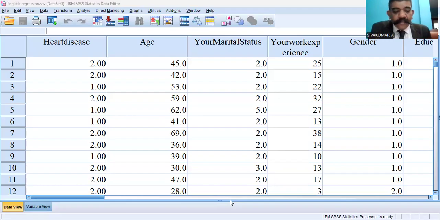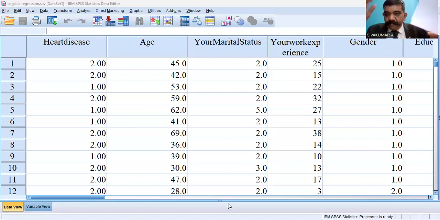Second, you have one or more independent variables which can be either on a continuous scale or a categorical scale. Third, you should have independence of observations, and the dependent variable should have mutually exclusive and exhaustive categories. Last, there needs to be a linear relationship between any continuous independent variable and the logistic transformation of the dependent variable. Those are the 4 assumptions.